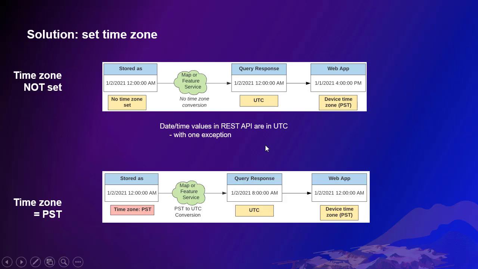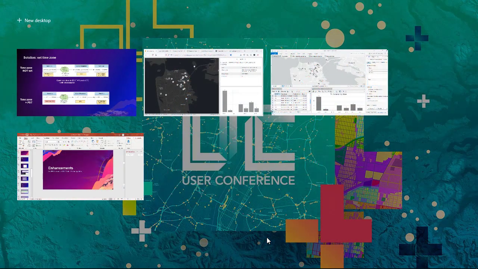Now to fix it, all you have to do is set the time zone. In my case, when I set the time zone to Pacific, the map or feature service will say, okay, I need to convert that data by applying an 8-hour or 7-hour offset, depending on daylight savings, and convert that to UTC. Then it gets handed over to the web application, which says, okay, I got the data in UTC, and I have to convert that back to the device time zone again, which happens to be Pacific for me.